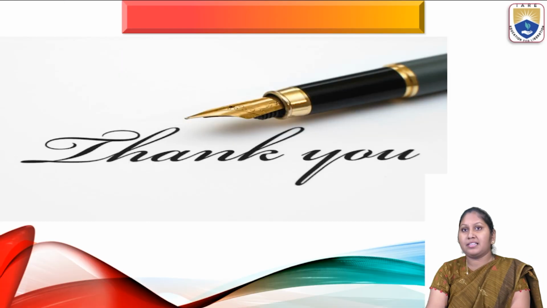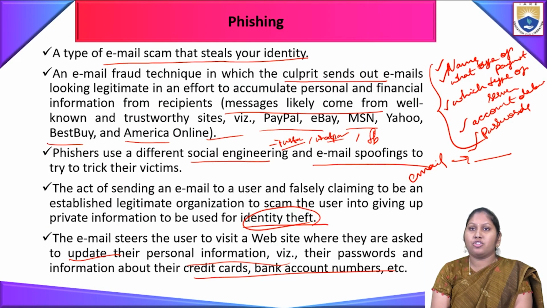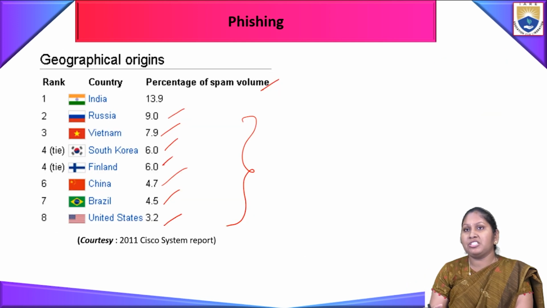So today what we have discussed. What is a phishing attack? It is mainly for stealing identity through email scams. It has some techniques: through payment websites the information can be taken; through social engineering the identity theft might happen; and through websites used to make the user update their personal information and passwords, like credit card and bank account details, the information can also be dragged. So this is the geographical origins.